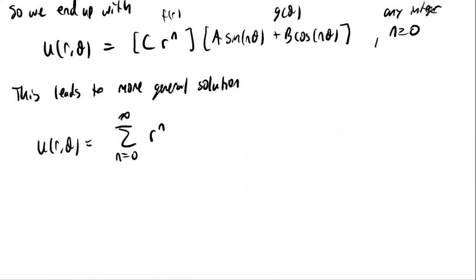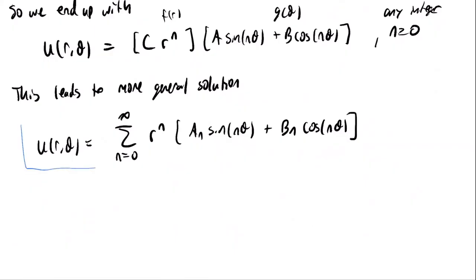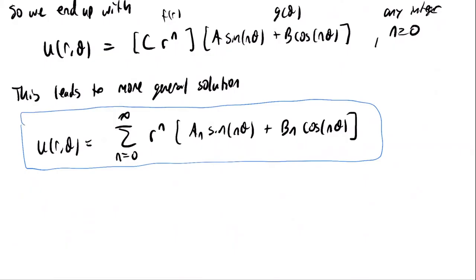I can write this as r to the n times an sine of n theta plus bn cosine of n theta. And so this is our solution formula now in polar coordinates, which is harmonic in the domain. And as you can see, the theory of Fourier series is going to be very relevant here because we've written down a particular Fourier series, with this modified extra term r. So if we fix r, this is a Fourier series in theta, for each fixed r.